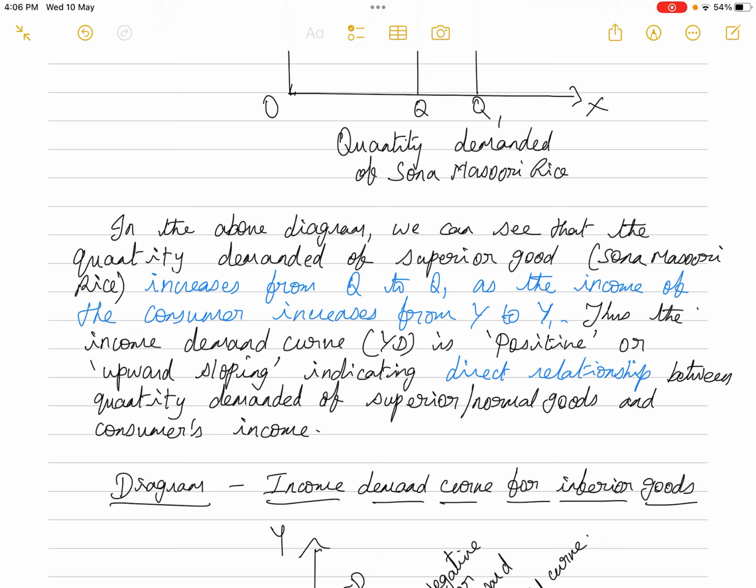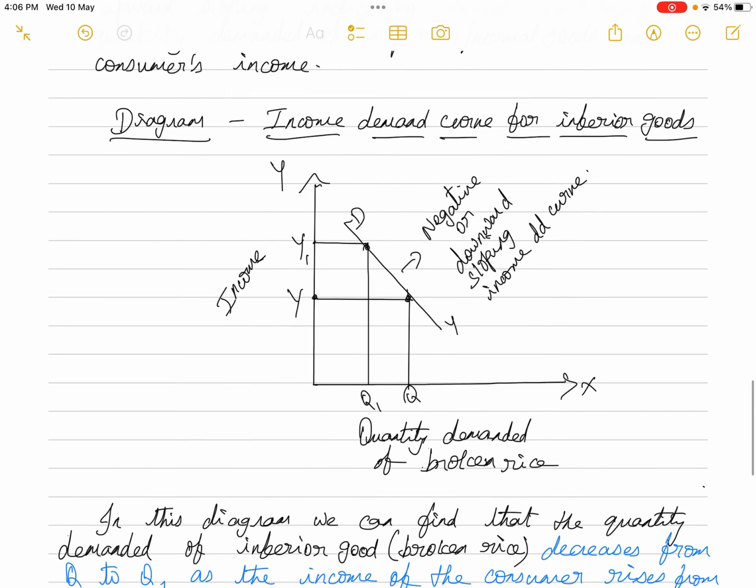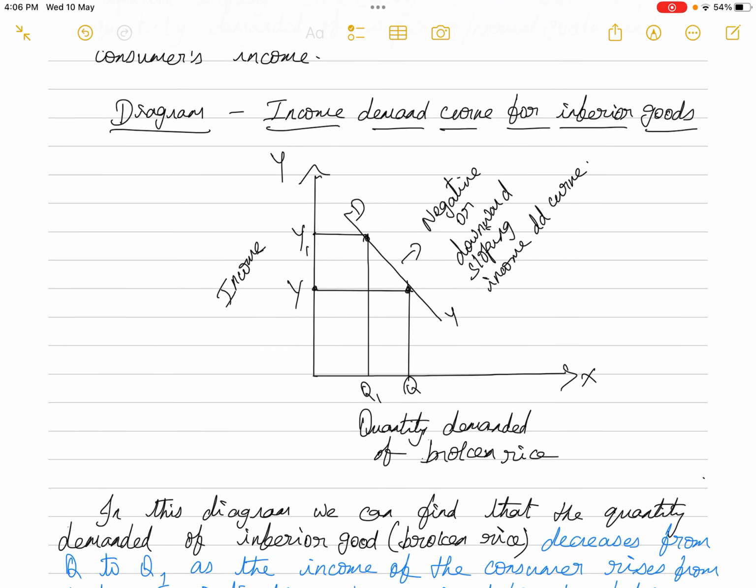In the above diagram, we can see that the quantity demanded of the superior good, that is the Sona Masuri rice, increases from Q to Q1 as the income of the consumer increases from Y to Y1. Thus the income demand curve, that is YD, is positive. Upward sloping means this is positive, indicating a direct relationship between quantity demanded of superior or normal goods and consumer's income. Now what is happening to the inferior commodity?